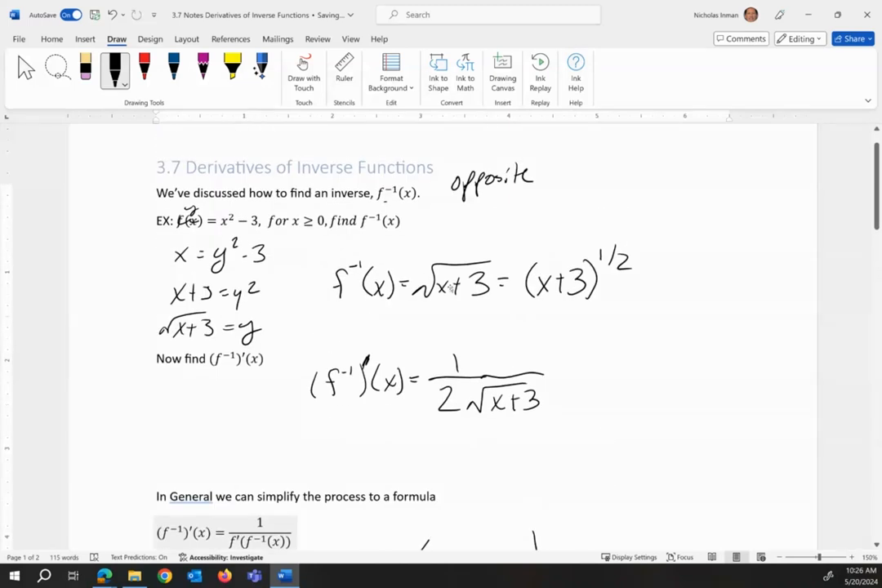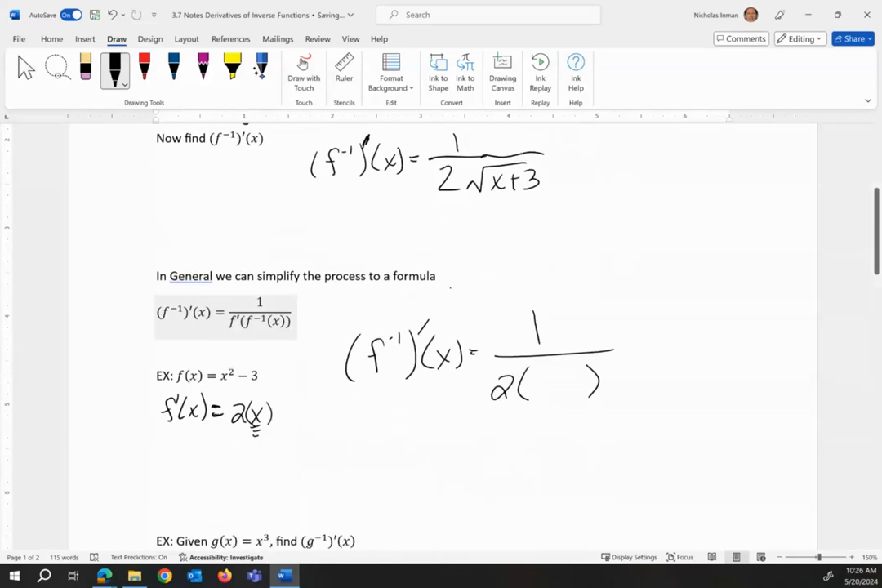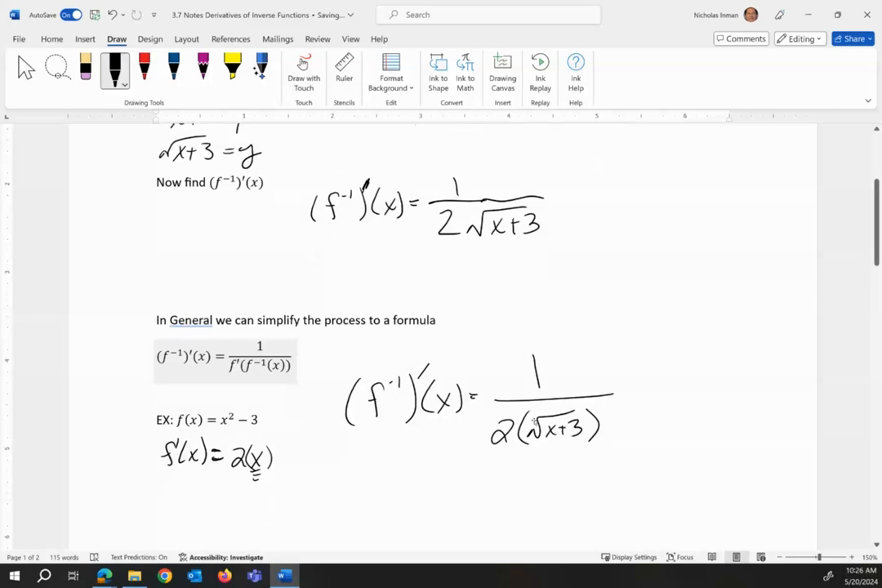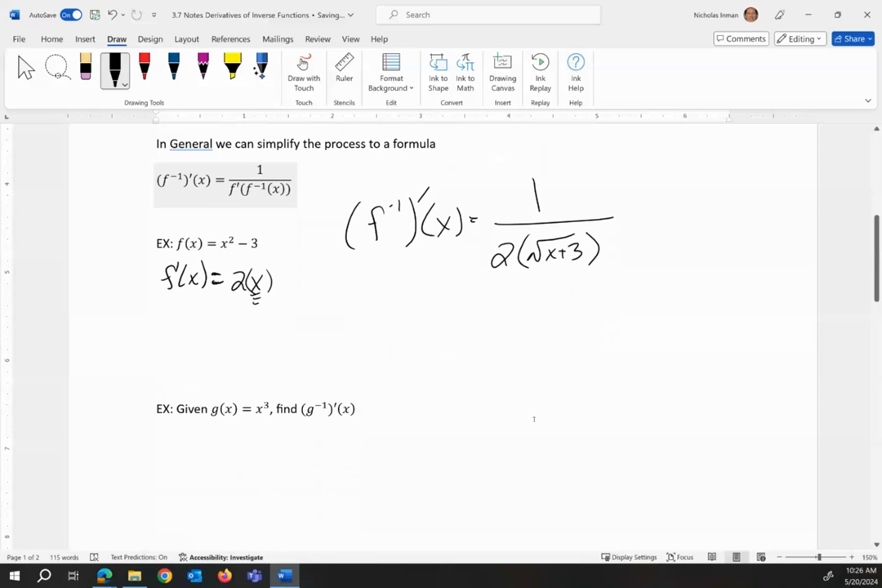The inverse of the function was the square root of x plus 3, which was very easy to find. And look at that, this answer, they are exactly the same. So instead of having to find the derivative of the actual inverse, we can just use this little formula, and generally things go really quick.